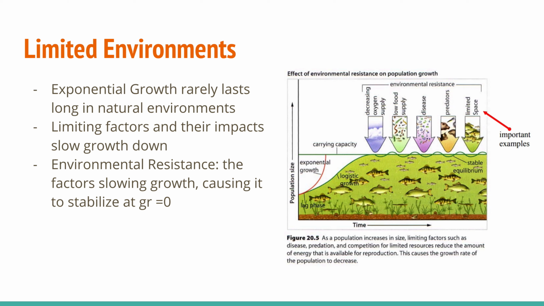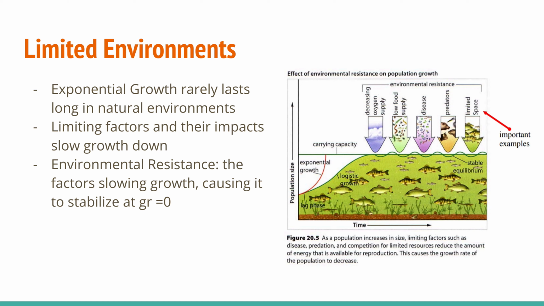So in this diagram, we actually see logistical growth and some of the environmental resistances that can influence logistical growth for an aquatic population. Oxygen supply in the water, food supply, disease is really important, one of the biggest limiting factors and one of the most underestimated. Predators, of course, and the space that they occupy.